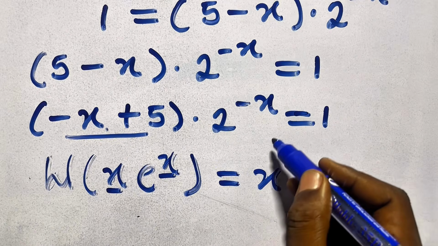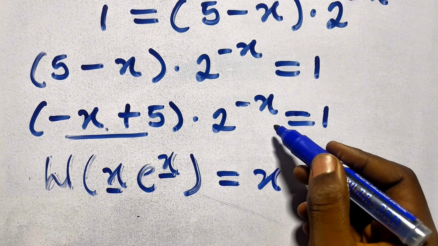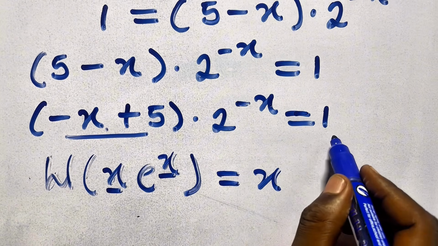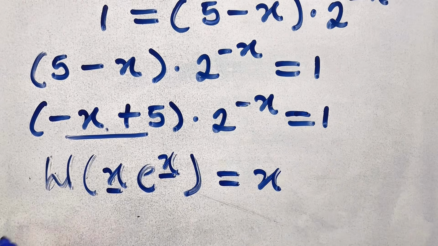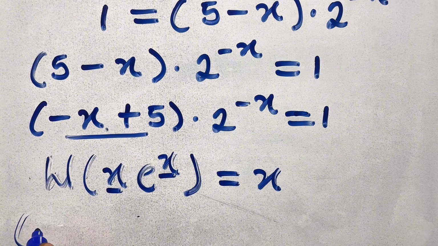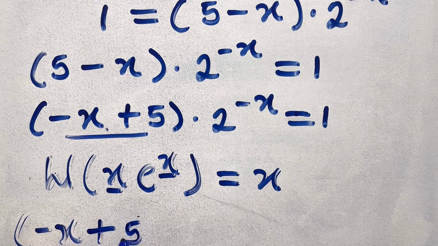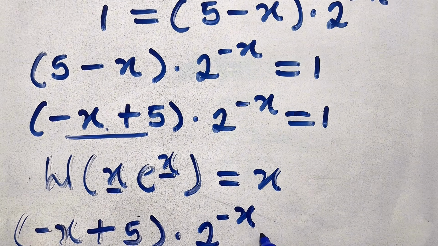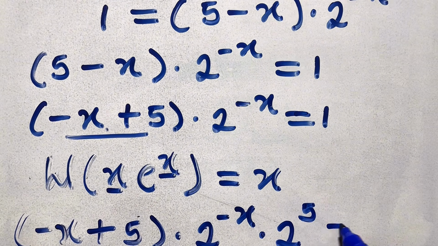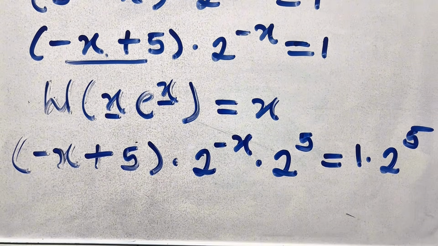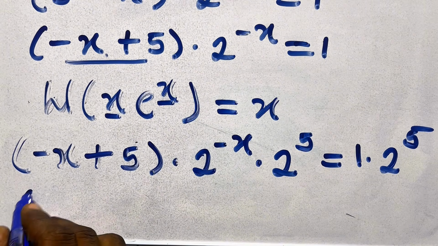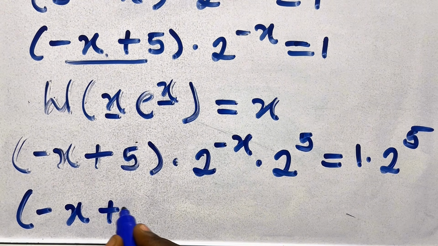If we try to apply this, you will see that we need to multiply both sides of this equation by 2 raised to the power 5. So let's multiply both sides by 2 raised to the power 5. We have minus x plus 5, multiplied by 2 raised to the power minus x, multiplied by 2 raised to the power 5. And this 1 multiplied by 2 raised to the power 5.